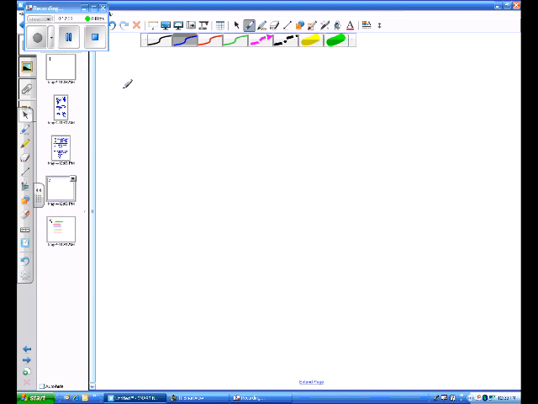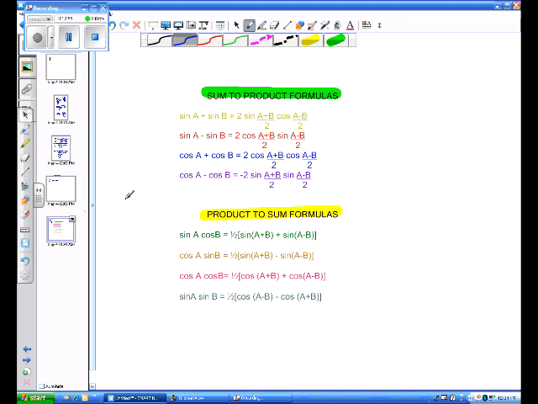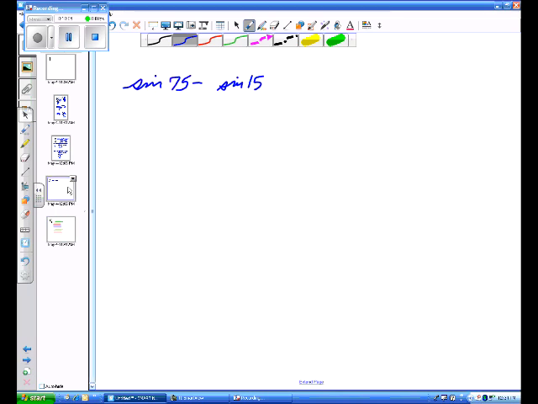Okay, let's look at doing some sums to products. And so let's take the sine of 75 minus the sine of 15. Here's one that we don't know what that answer is. We know that we could use maybe our sum formulas and our difference formulas and get that. But we also have a formula for going from a difference to a product. So what we have here is sine A minus sine B. So we're going to use this formula in this case.